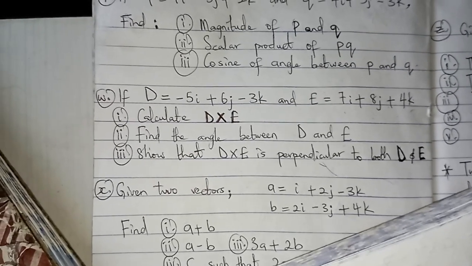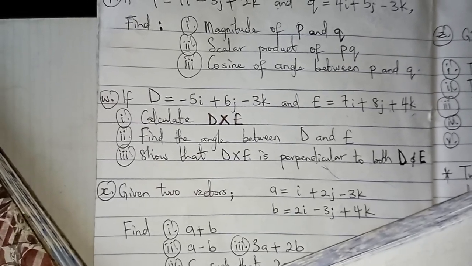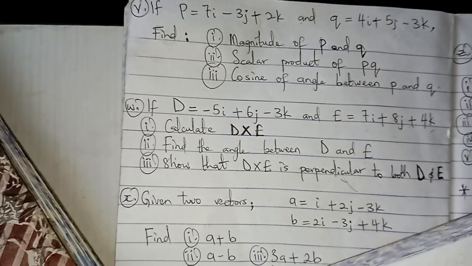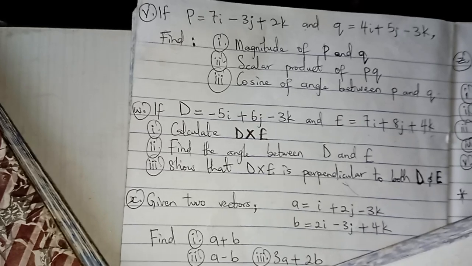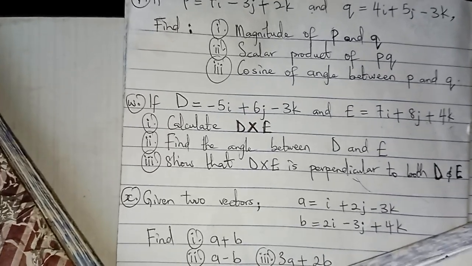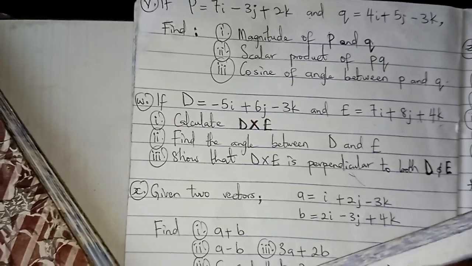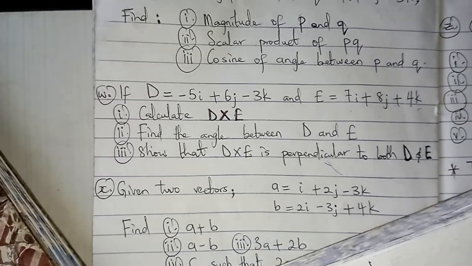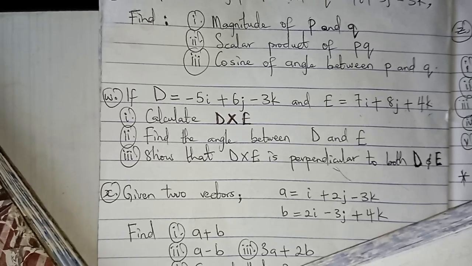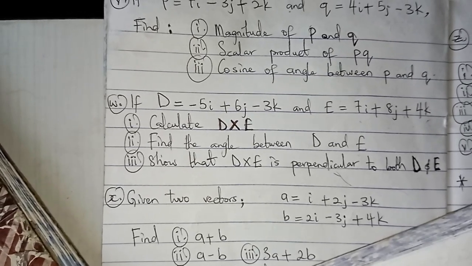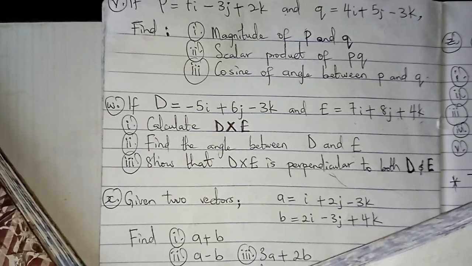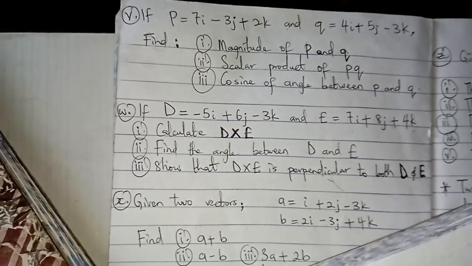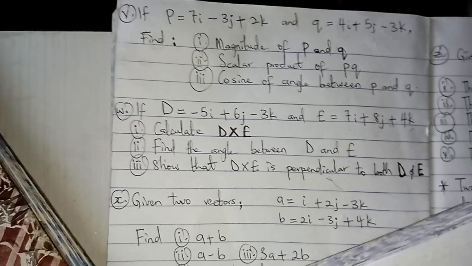Alright, to do this, we know that for the cross product we use a determinant. So I will simply say D cross E, and put i, j, k, since they have this in common. Then for D I have minus 5, plus 6, minus 3. Remember I told you, always put this sign here so that you don't forget. This is the sign that your answers will carry at the end of the day.